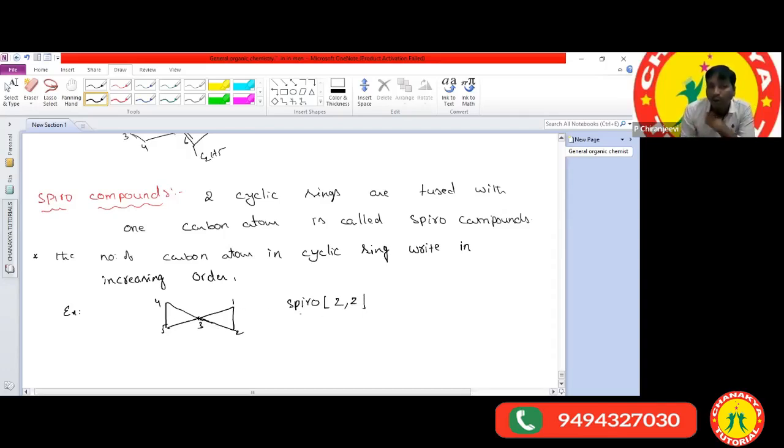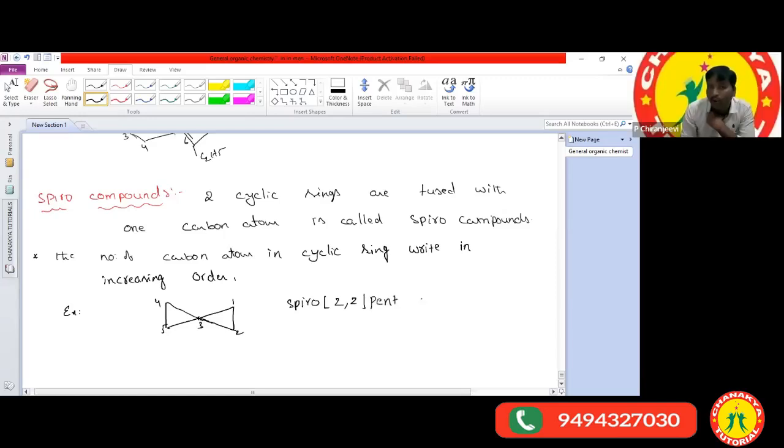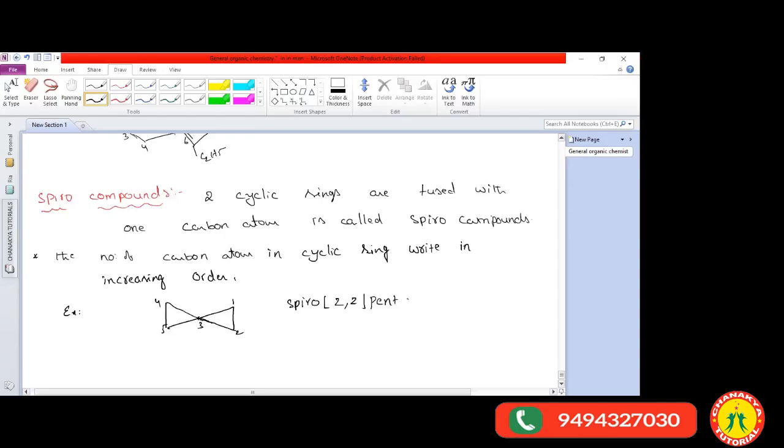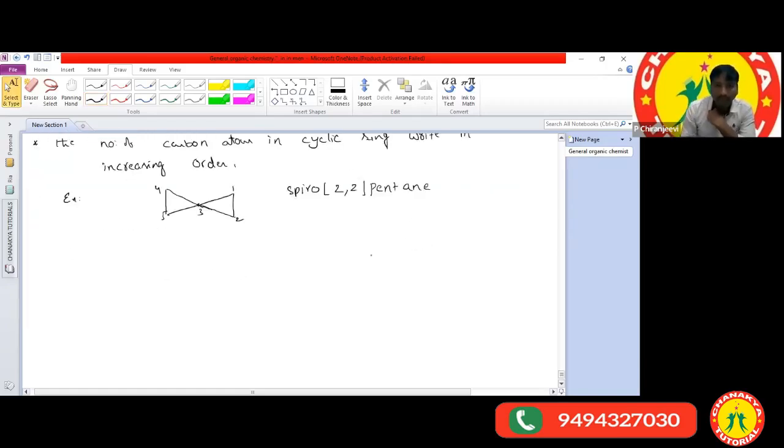And for the root word, the total number of carbon atoms: how many are there? Five, so the root word is pent. Is the given compound saturated or unsaturated? Saturated, so it becomes pentane. So spiro 2 comma 2 pentane. Now I'll give one more example.